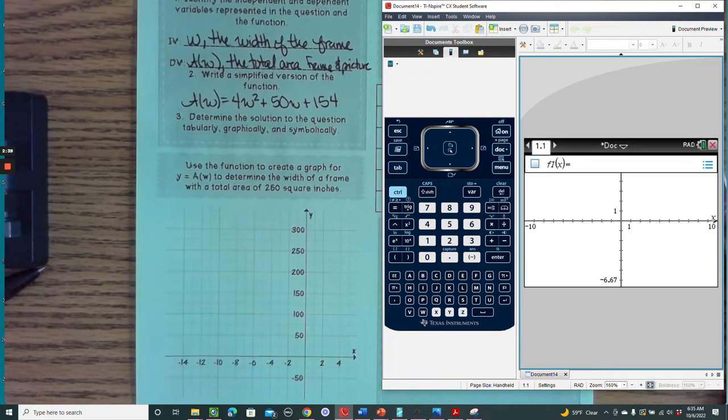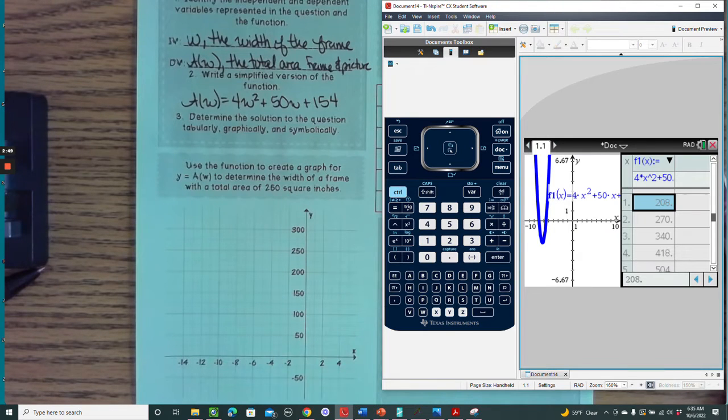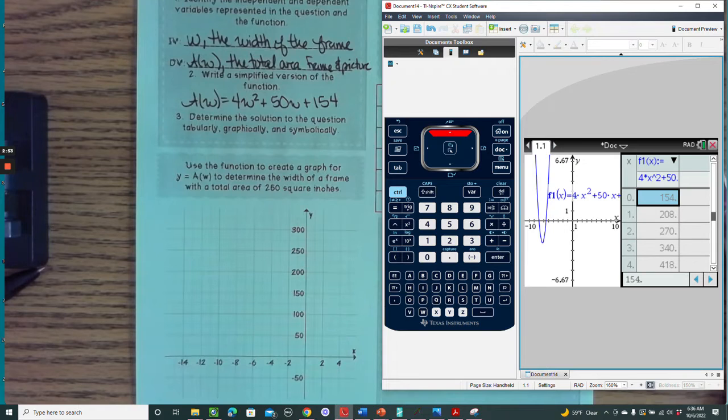So I'm going to go into graph here and I'm going to type my function. Now I'm going to use an X on the graphing calculator. And then I'm going to pull up the table. And so now I've got some points that I can kind of graph here.